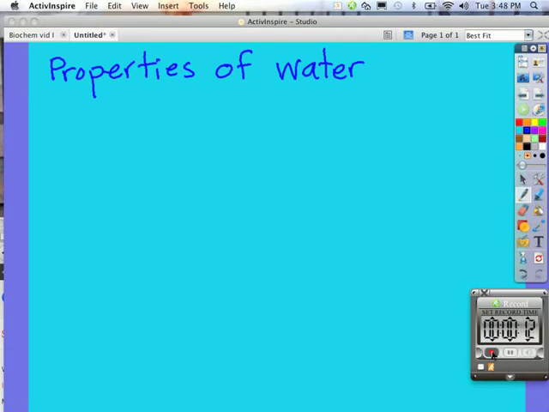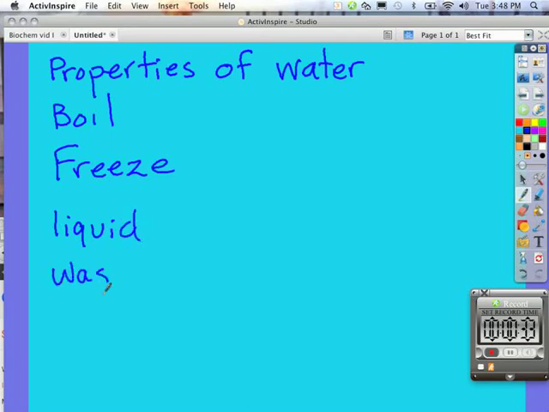The properties of water are varied. We have lots. We can boil water, we can freeze water, we can also have liquid water, we can wash with water, we can drink water. And so all the properties of the things that water can do, we want to take a look at and ask, so what is it that makes water such a special thing?